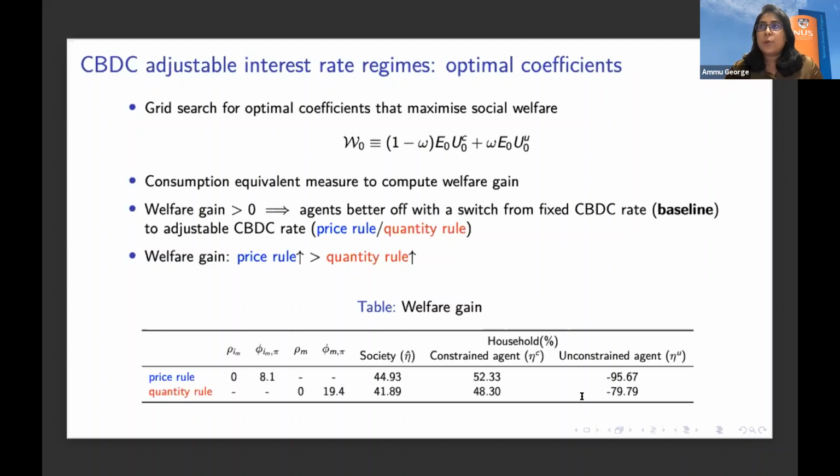This is quite intuitive because they are the marginal investors. So any changes that the central bank makes in terms of interest rate or liquidity would create a lot of uncertainty for them in terms of investments. So it is intuitive that they would suffer a welfare loss when the CBDC interest rate is adjustable and set by the central bank.